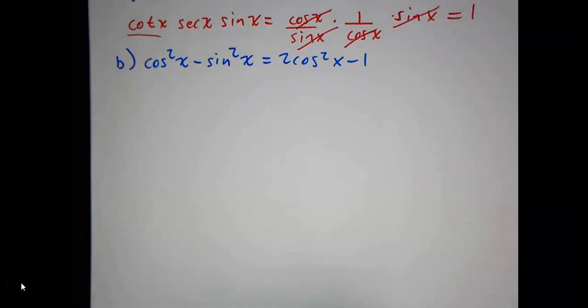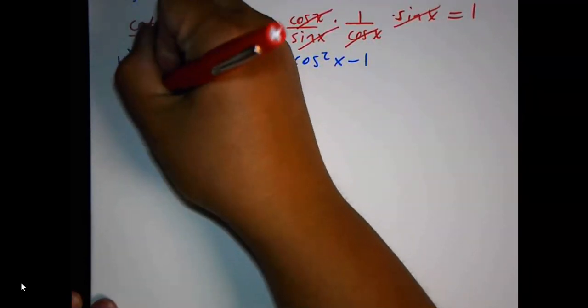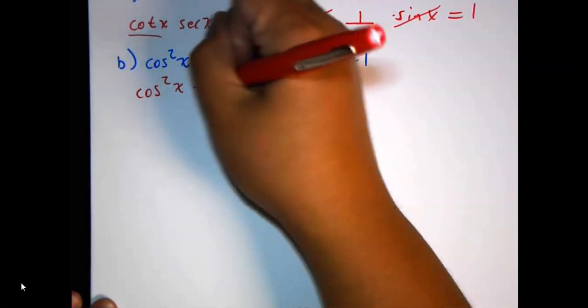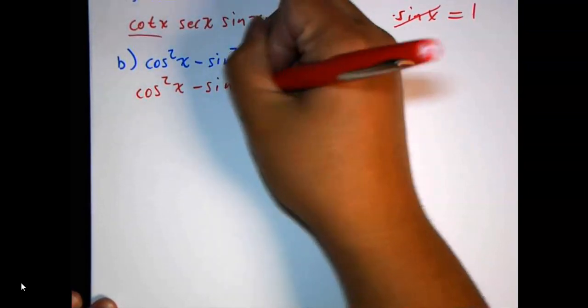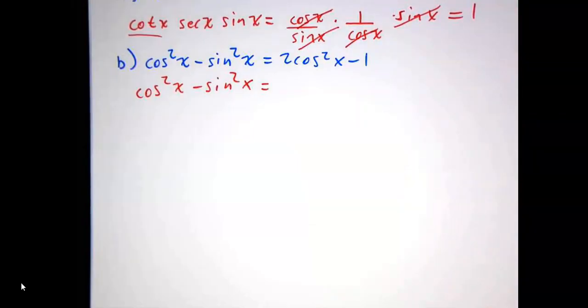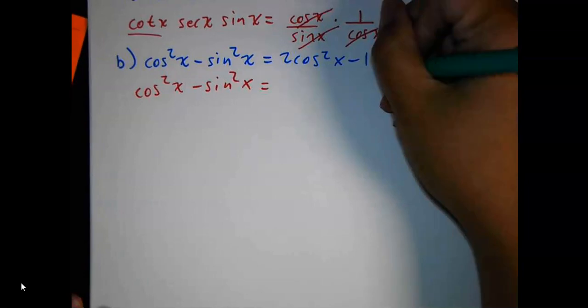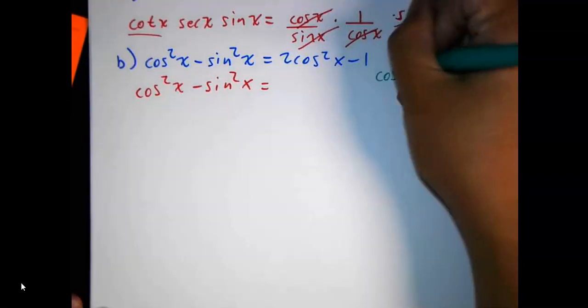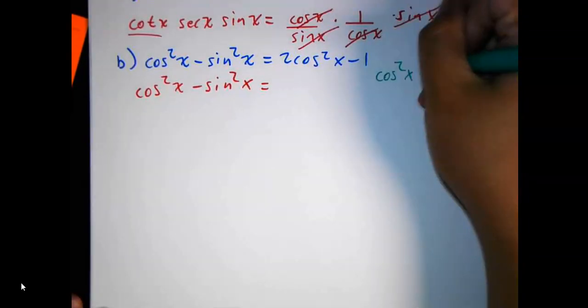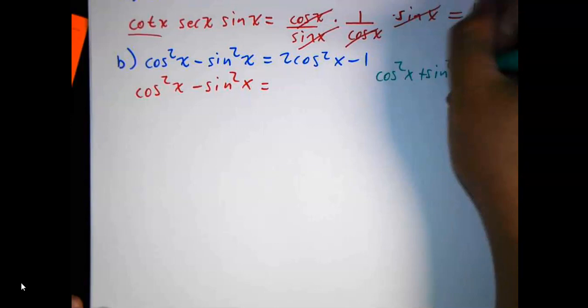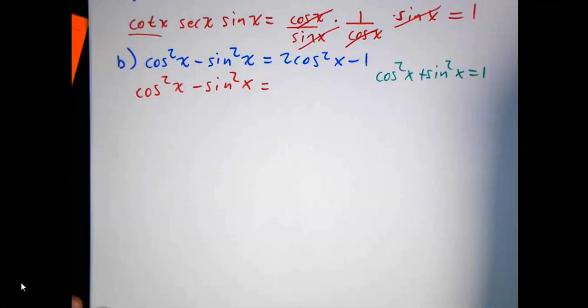Letter B. Letter B says cosine squared minus sine squared equals 2 cosine squared minus 1. I'm going to copy this side, cosine squared of x minus sine squared of x. But before I continue and rewrite it, I'm going to write the formula I'm going to use on my right over here. I'm going to have cosine squared of x plus sine squared of x equal to 1. This is a Pythagorean identity.